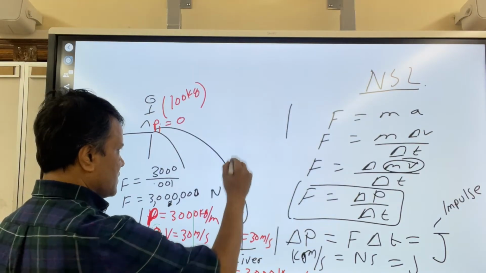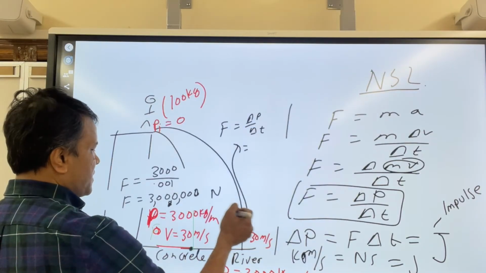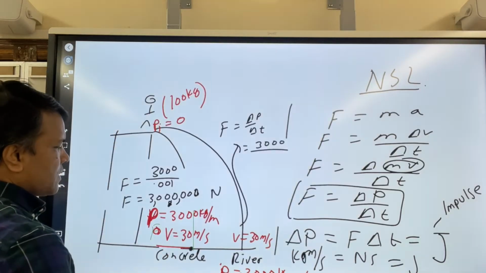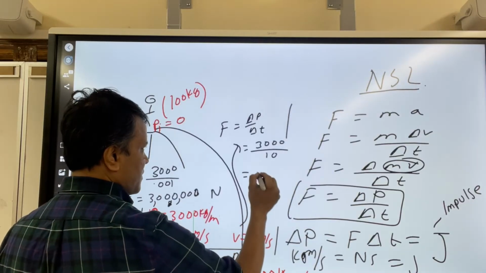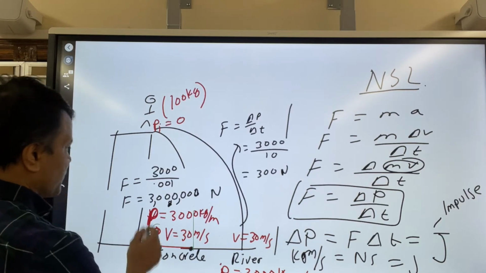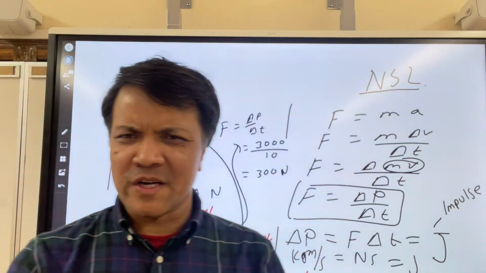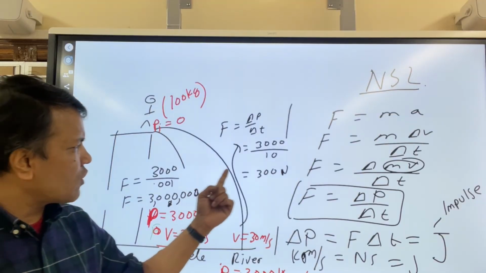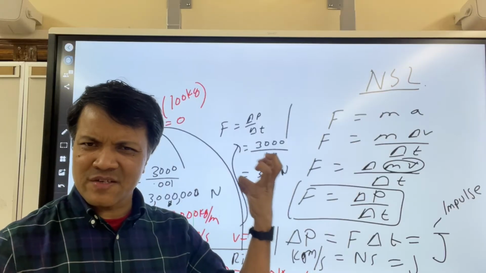Let's check the other case. Force is delta P over delta T. The change in momentum is 3000, and this one is going to fall in the river, so it's probably going to take a long time, let's say 10 seconds to come to a complete stop. So this is 300 Newton. 3 million Newton and 300 Newton is a huge difference. When you fall on the concrete, your body comes to rest in 1 millisecond. When you fall on the water, your body comes to rest in 10 seconds, and that makes the huge difference.